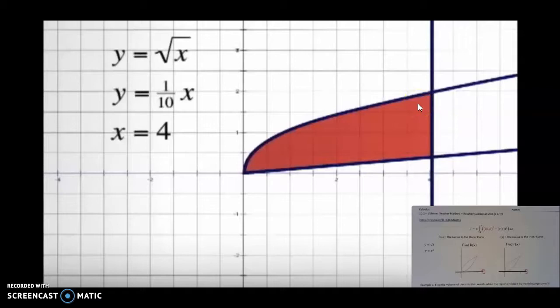Okay, so this time what we're going to do is we're going to rotate this about an axis, very similar to what we did before. Okay, so we're going to take this whole shaded red area and we're going to rotate it about this x-axis right here. So this is what it's going to look like.